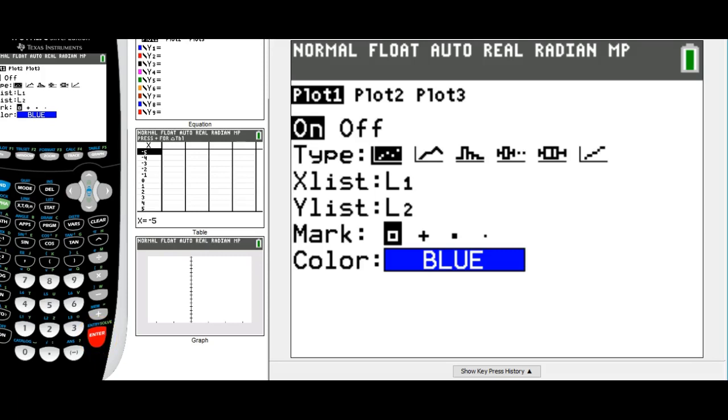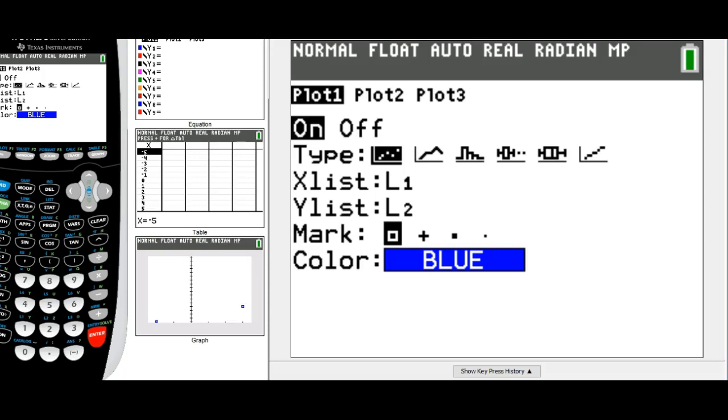You shouldn't need to change anything else on this screen. It's set up for a scatter plot. It knows to take the X's from L1 and the Y's from L2. That's where we just put them. It's going to make a little box instead of a dot. And my color is going to be blue. If you don't have the color, that's not going to be an option.